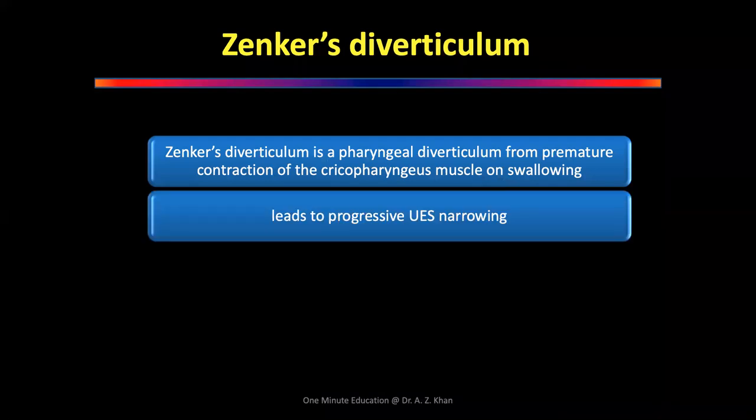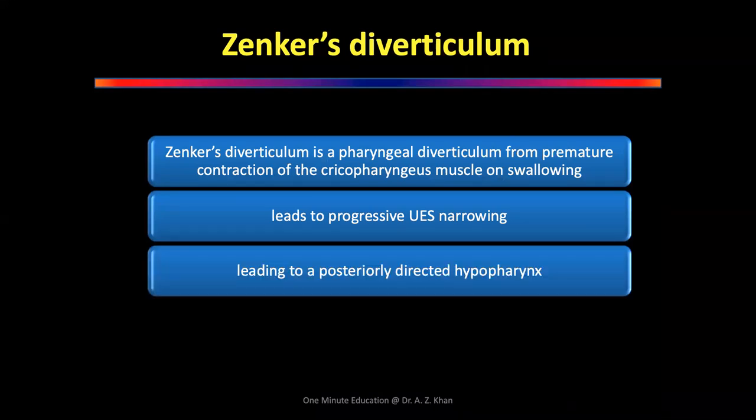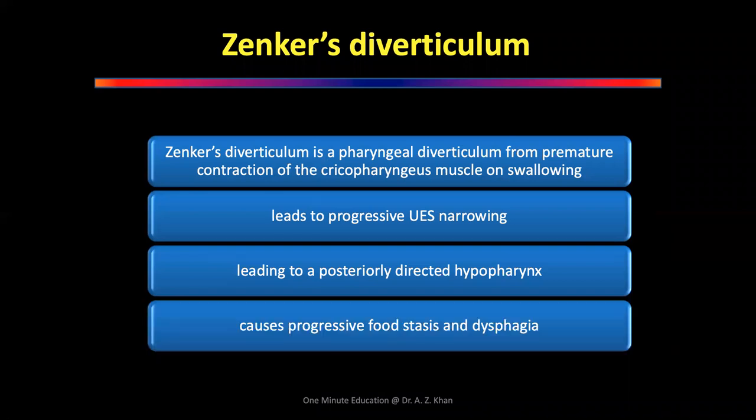The Zenker's diverticulum is a pharyngeal diverticulum from premature contraction of the cricopharyngeus muscle on swallowing. It leads to progressive upper esophageal sphincter narrowing, leading to posteriorly directed hypopharynx, causes progressive food stasis and dysphagia. So 2 marks, one for identifying the diverticulum and one for identifying Killian's dehiscence. And if you want an extra mark, you can take it for telling me the boundaries of the triangle.